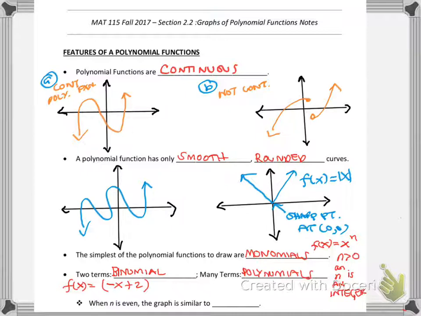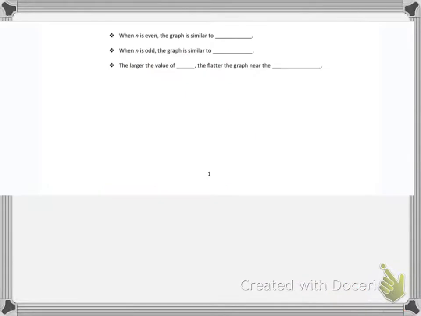Bi means two, and mono means one. Okay, all right. So now, you'll see that I can't continue on one page for some of your notes, so you should be on the same page. When n is even, the graph is actually similar. For any even functions, the graph is similar to x squared.